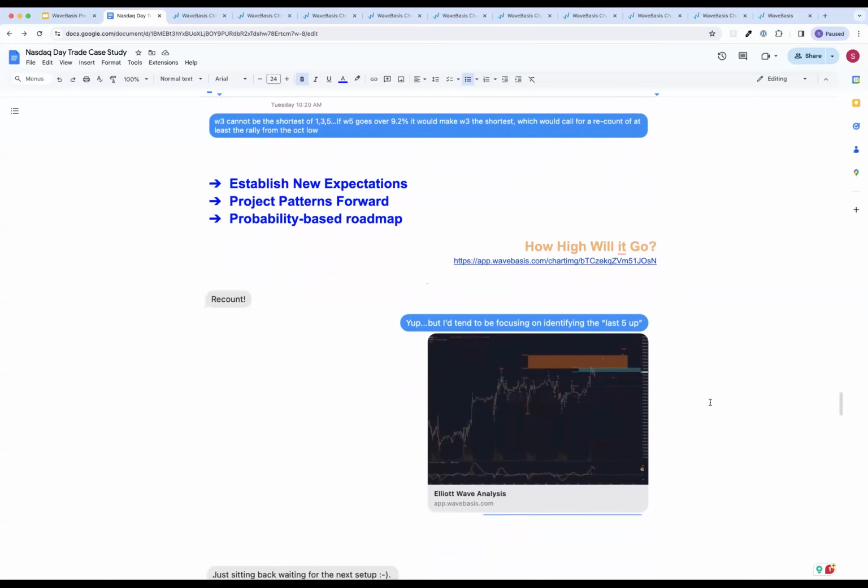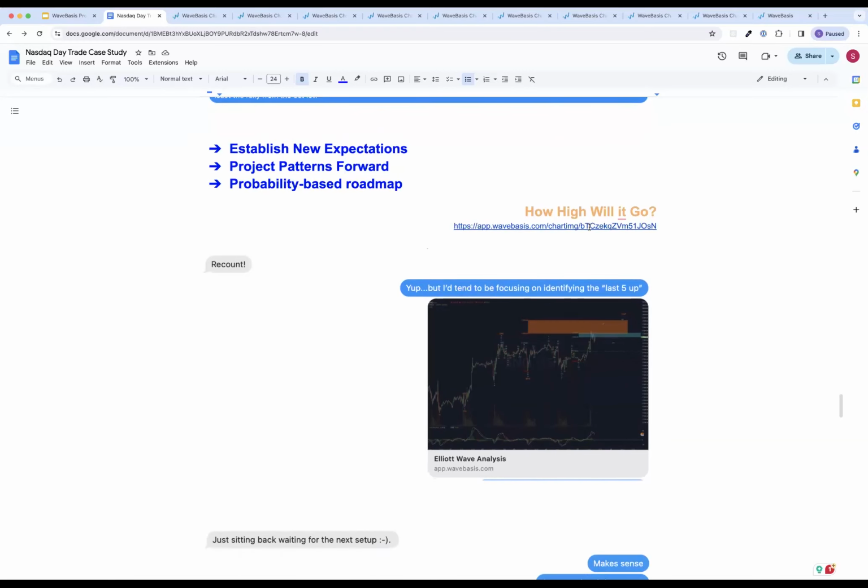Okay, so now that it's time to look back up. As I said, that wave 5 got higher than it could have to keep that count valid. My friend chimes in, recount. I said, yep, but I tend to be focusing on the last 5 up.